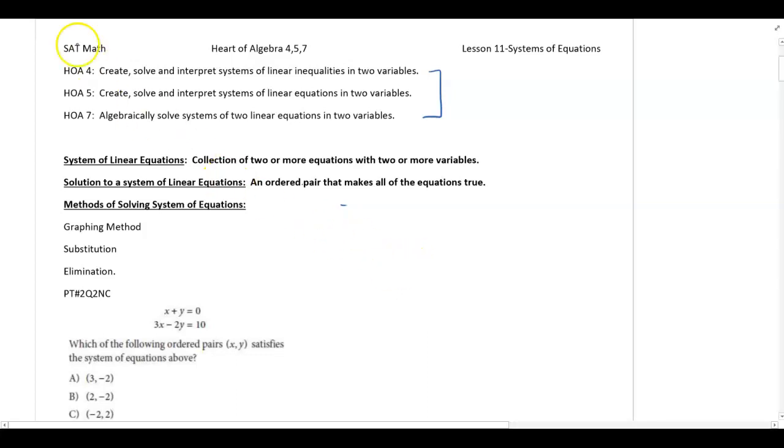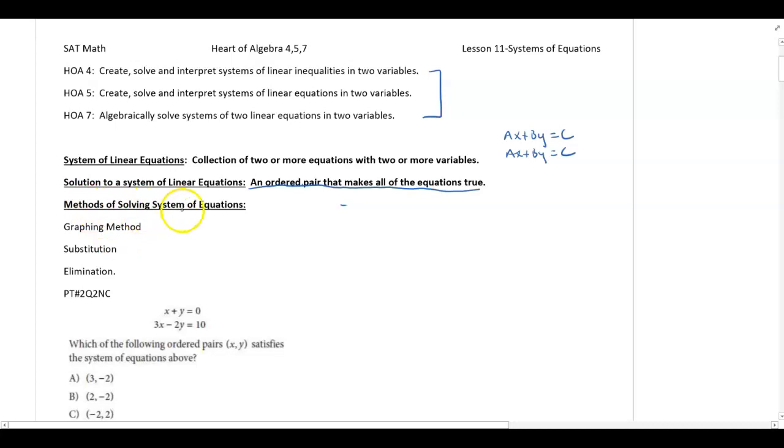Okay. First off, what is a system of equations? This is a collection of two or more equations with two or more variables. So you might see something like ax plus by equals c, and then another ax plus by equals c. Now the solution to a system of linear equations is an ordered pair that makes all of the equations true, and that's the key part.